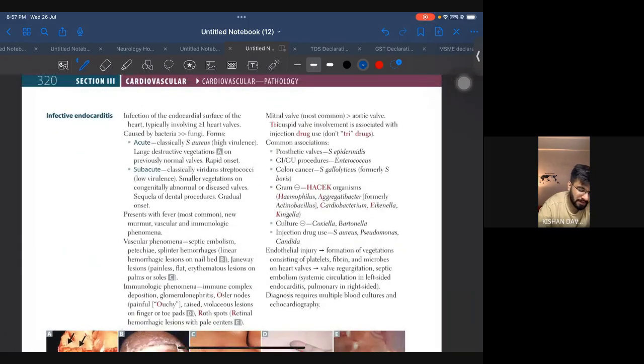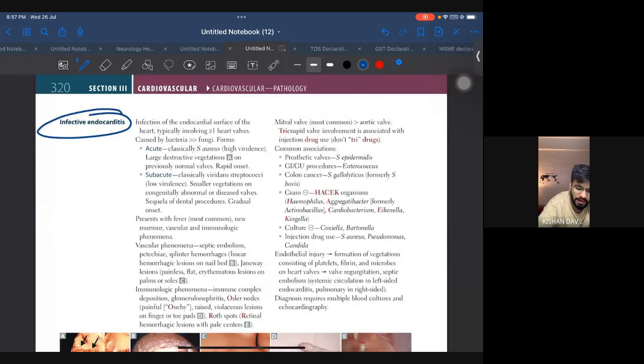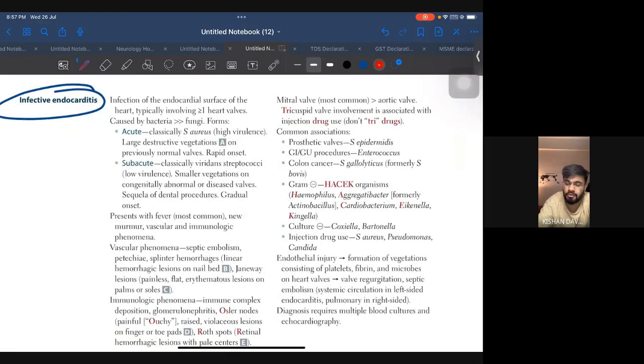Moving ahead, we have infective endocarditis. In infective endocarditis, they will mostly ask you about the organism that is causing it. So let's see what organisms you have to remember. Some extra organisms I will add for you, so you can note that down. Infection of the endocardial surface of the heart, typically involving greater than one heart valve. It is caused by bacteria. Bacteria are most common.